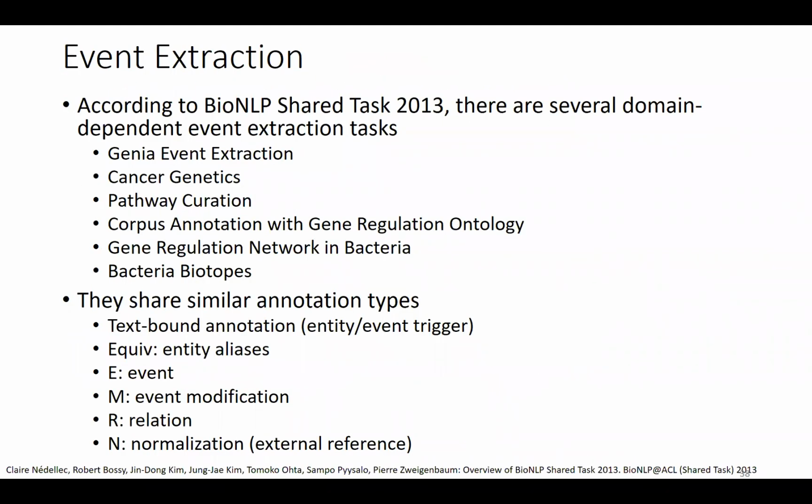Similar to relation extraction, there are many subtasks for events. According to BioNLP in 2013, there are several domain-dependent tasks. They all share similar annotation schemes. For example, they need to annotate the span of the entity or the event trigger. Then they need to determine the type of the event and the relations between trigger and entities, and etc.